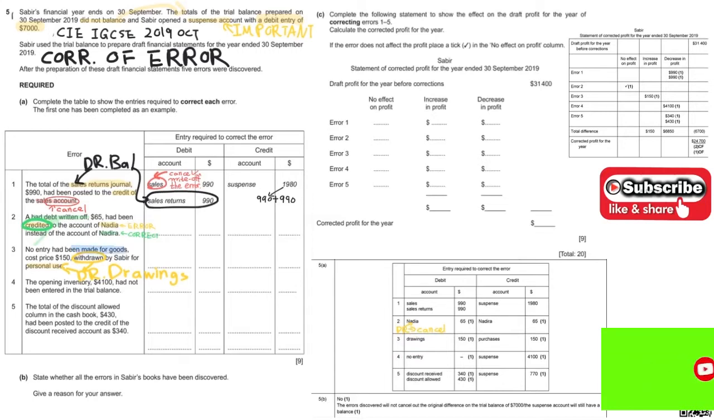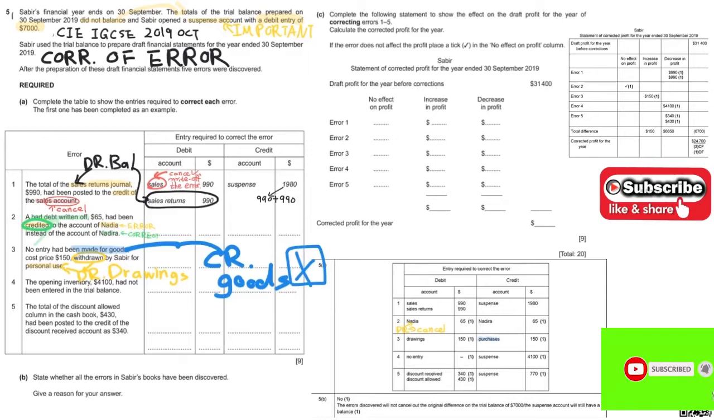Do not. Okay, if you try to do it like credit goods, then it must be wrong. You do not do credit goods. What should you do? Let's recall what your teachers talked about. It's about purchases. So remember, I would like to highlight this one.